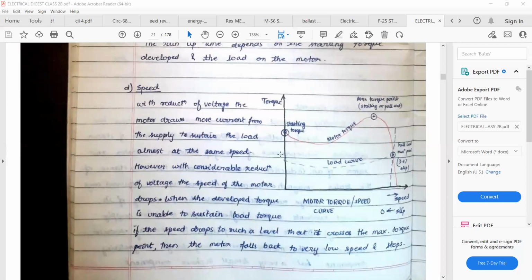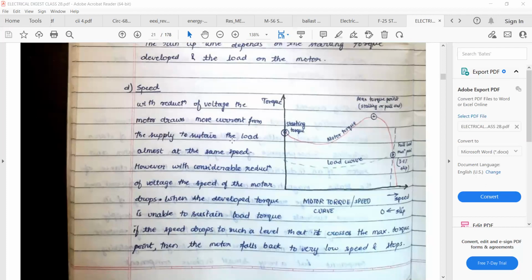Next is the speed. So on this side you have the torque, here you have the speed. Initially the torque is less, then it's more, then it's slowly going down and then increasing to maximum, then coming down. How? Because initially you have the load also more, load is going down, and if you are increasing the load, the torque will also increase. With reduction of the voltage, the motor draws more current from the supply to sustain the load at almost the same speed.